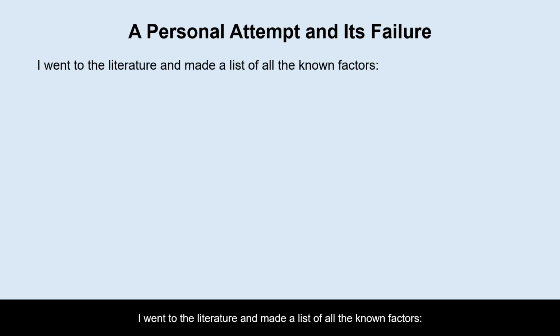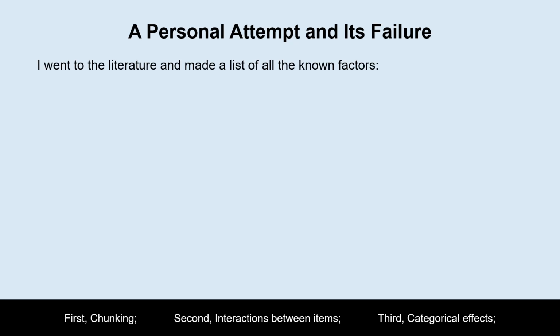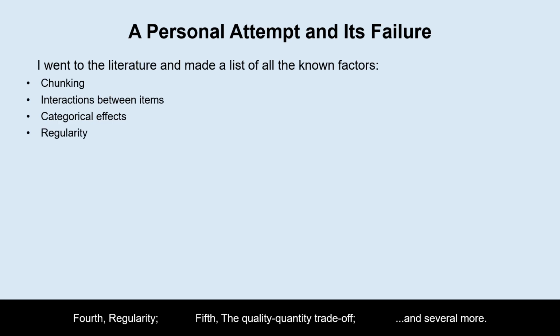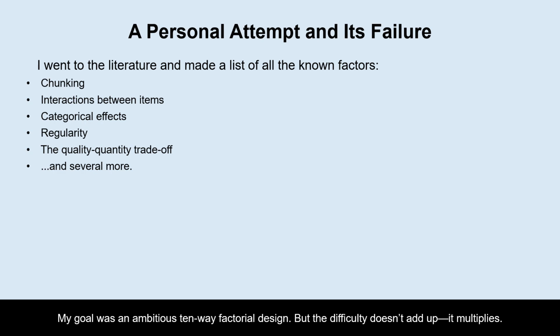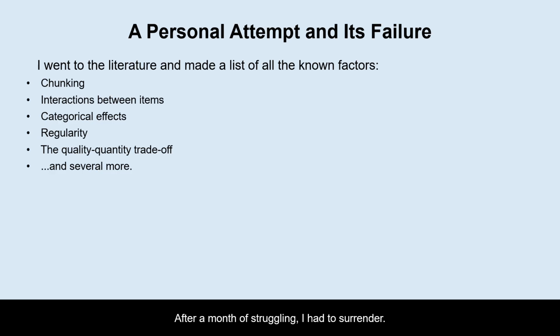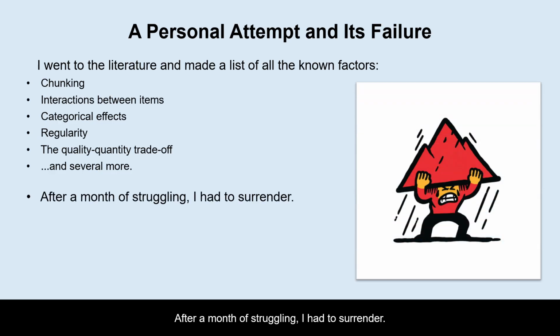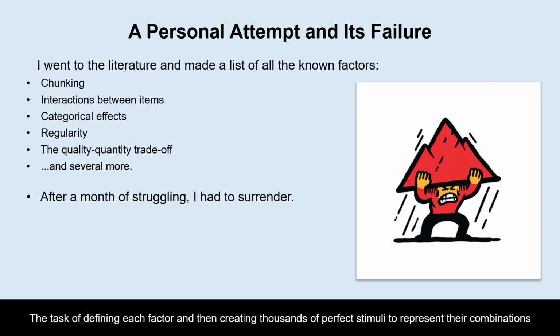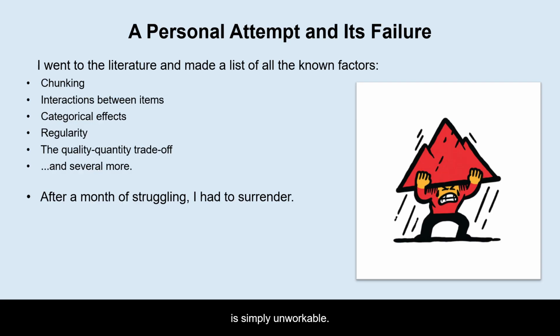Before CE, I was determined to crack multi-item memory using theory-driven design. I went to the literature and made a list of all the known factors. First, chunking. Second, interactions between items. Third, categorical effects. Fourth, regularity. Fifth, the quality-quantity trade-off, and several more. My goal was an ambitious 10-way factorial design, but the difficulty doesn't add up. It multiplies. After a month of struggling, I had to surrender. The task of defining each factor and then creating thousands of perfect stimuli to represent their combinations is simply unworkable.